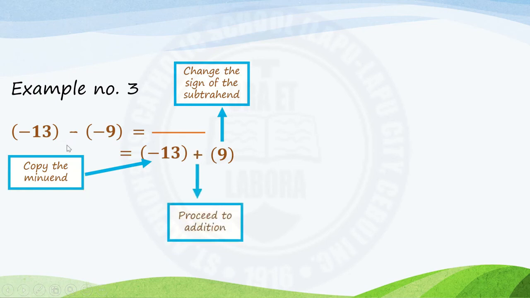From subtraction to addition. As you can see, negative 13 and positive 9 are different signs. The sign of the bigger number is negative, which is negative 13. So, your answer must be negative. And also, you will subtract the two numbers because they are different signs. So, 13 minus 9 is equal to 4. And your final answer is negative 4.